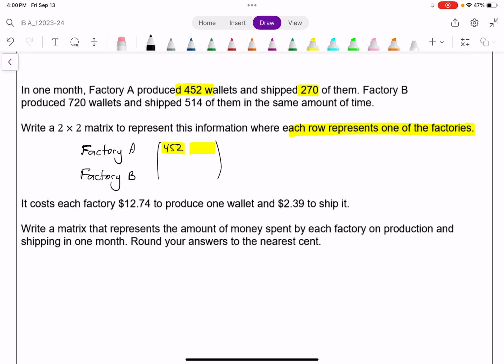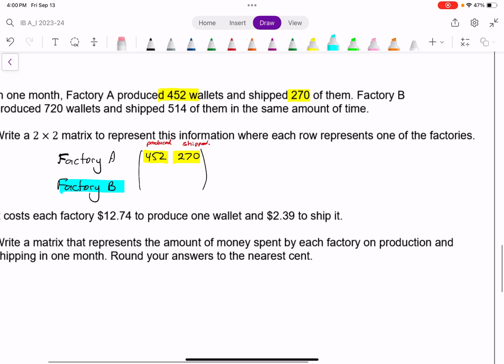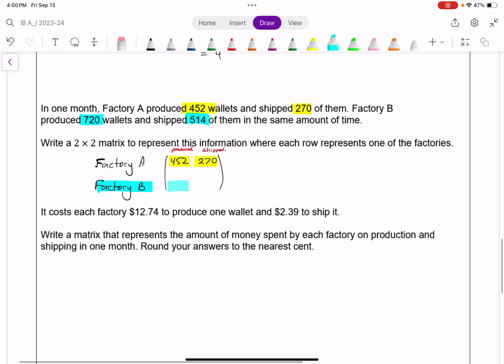Okay, so I have factory A and factory B. We want those in the rows, so I'm writing them on top of each other. As a matrix, factory A produced 452 wallets, I'll put that here, and shipped 270 of them. So 452 is how many they produced, 270 is how many they shipped. Maybe I'll make a little note here as well. So this is produced. This is shipped. Factory B produced 720 and shipped 514. So those values there. Now I have my matrix set up, and more importantly, I know what these values represent, which factory, what it is. And so it now tells us a bit more.